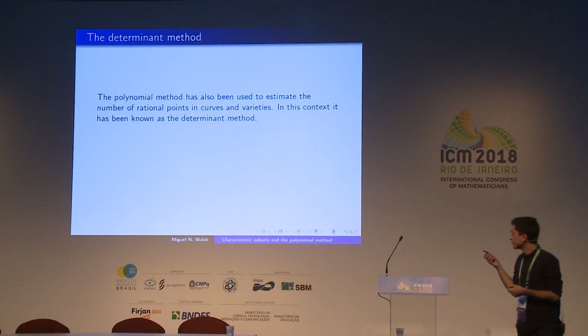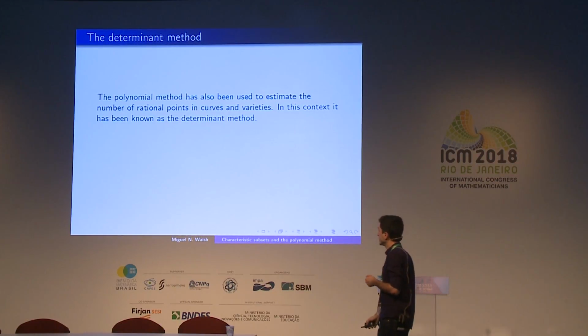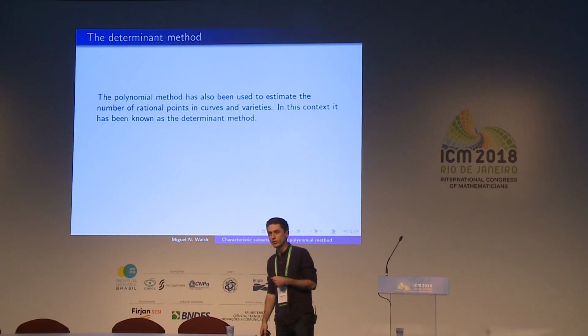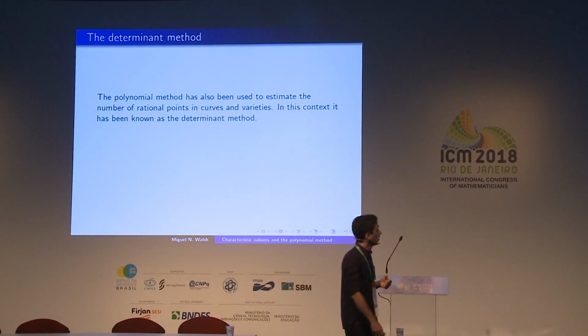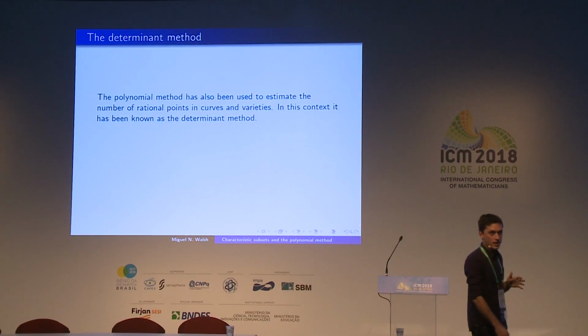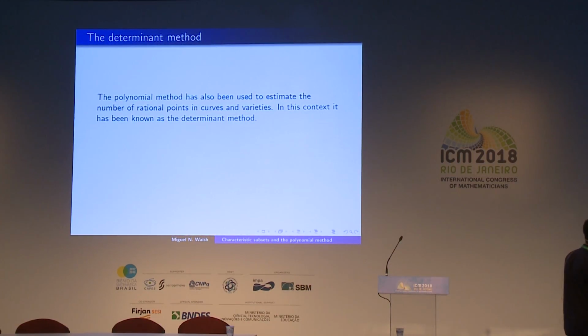So a problem that is related to the distribution of sets in residual classes is, for example, the estimation of the number of points in curves and varieties. And this is another place where the polynomial method has been used, in fact, for quite a long time. The polynomial method has also been used to estimate the number of rational points in curves and varieties. In this context, it has been known as the determinant method.